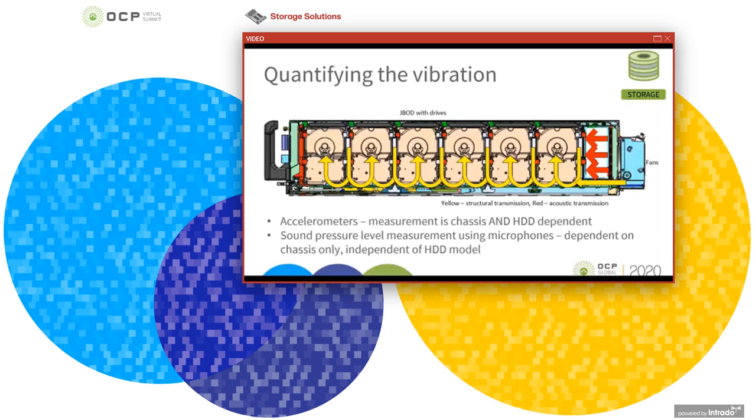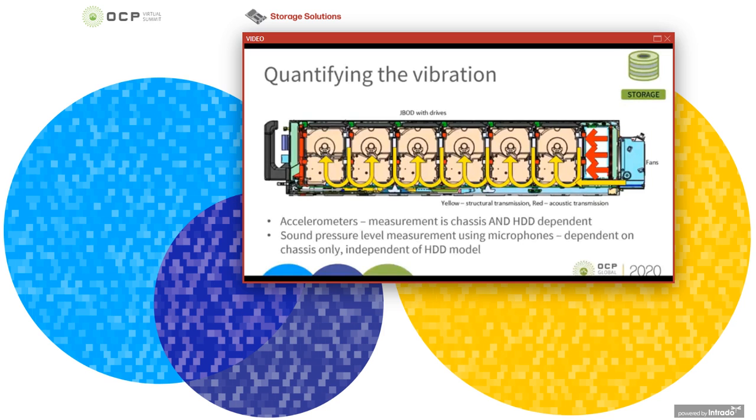Aeroacoustics in the chassis is a system characteristic. It does not change with different drive models or drive capacity. It only depends on the chassis design and system fans. Both vibrations are very important to HDD I/O performance.